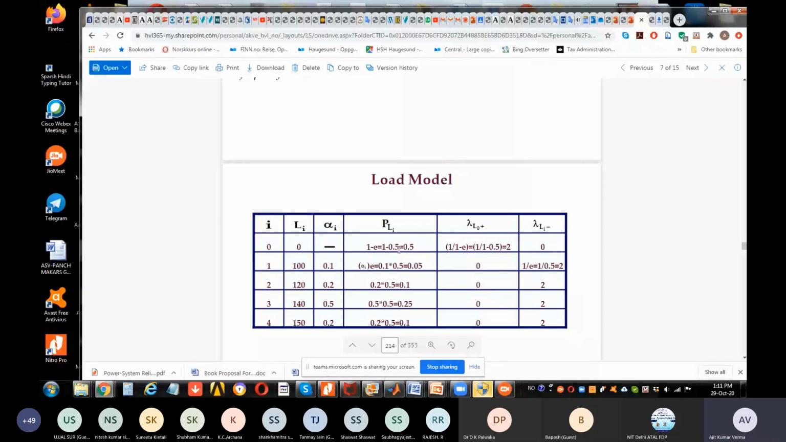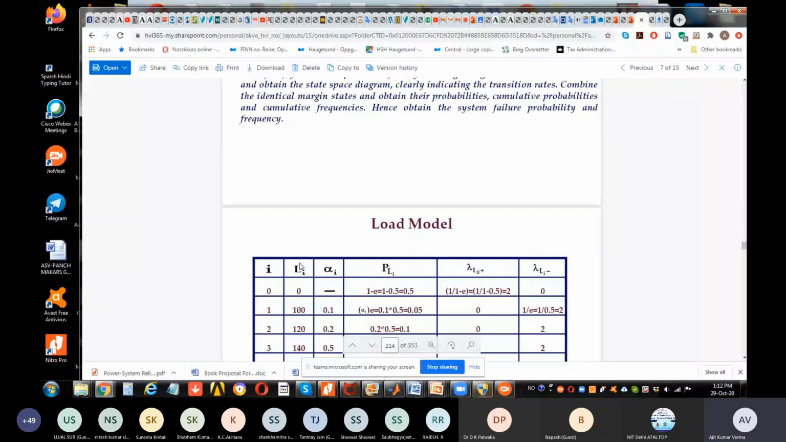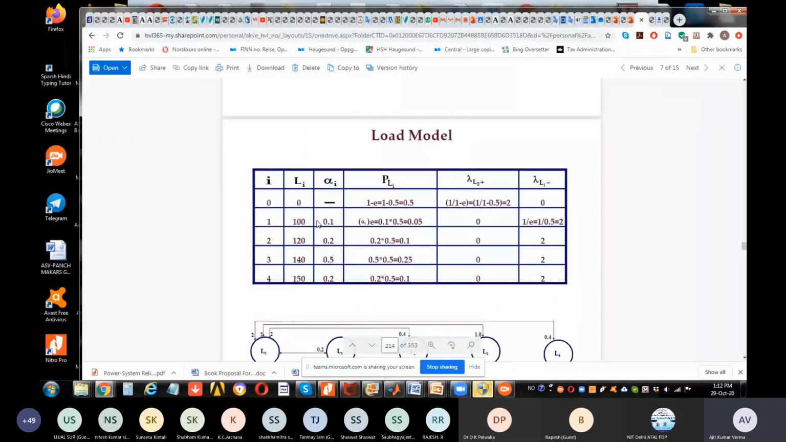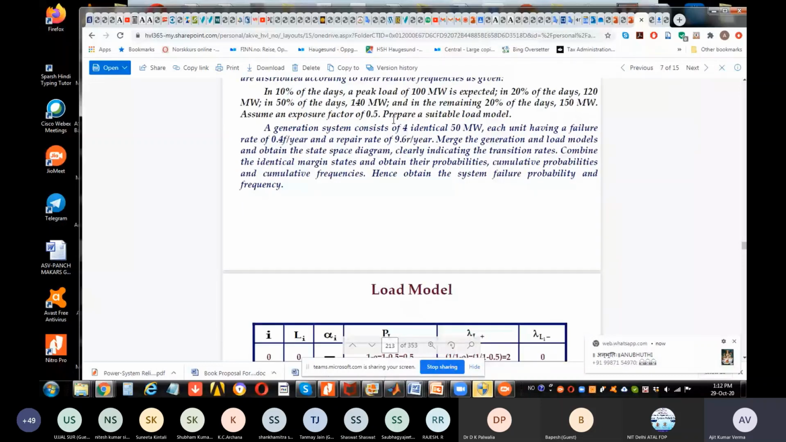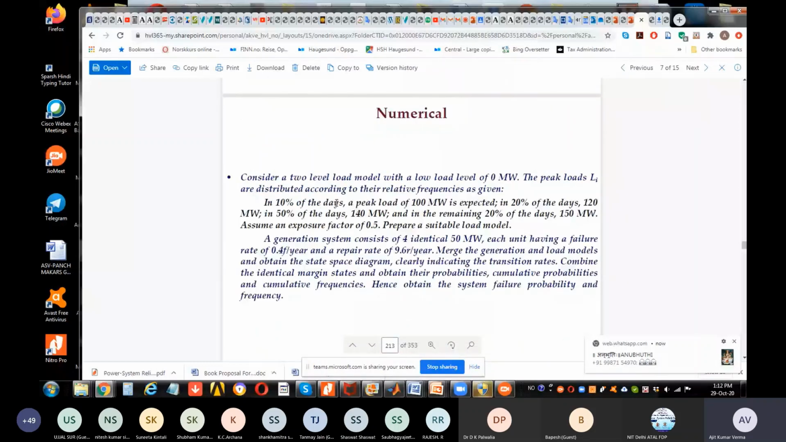So it's 0.5, the probability of this load, zero. What about 100? That's alpha into E, that's the generic formula, because 100 also doesn't last. 100 is only 10% of the time. So 10 into 0.5, because the low load is always there. So it's not a question of percentage. But 100 megawatt peak load is only 10% of the days. So alpha gets multiplied by E, so it gets peak load.